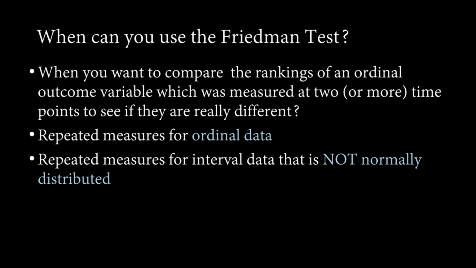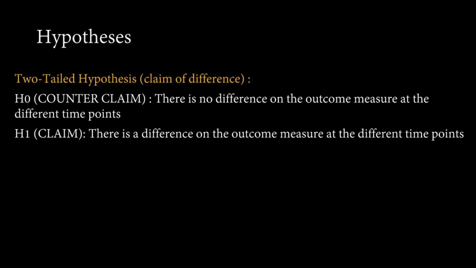Okay. When can you use the Friedman test? When you want to compare the rankings of an ordinal outcome variable, which was measured at 2 or more time points, to see if they're really different. It's, if you like, a repeated measures for ordinal data. It's also a repeated measure for interval data that is not normally distributed. So if you plan a paired t-test, you find out that your data is not normally distributed, you can go down and do a Friedman test.